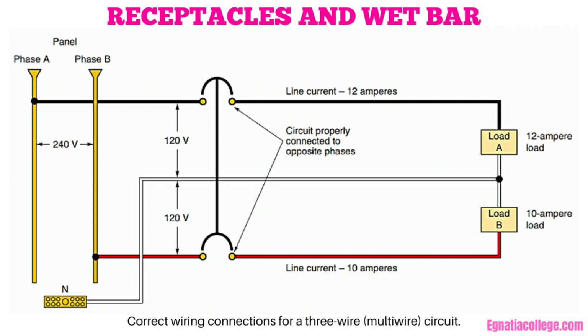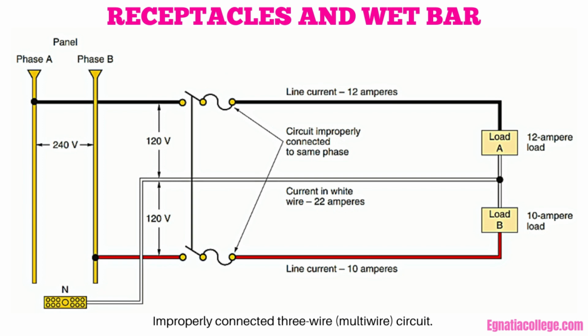This current is the difference between the current in the black wire and the current in the red wire. For example, if one load is 12 amperes and the other is 10 amperes, the neutral current is the difference between these loads, 2 amperes. If the black and red conductors of the 3-wire cable are connected to the same phase in panel A, the neutral conductor must carry the total current of both the red and black conductors rather than the unbalanced current. As a result, the neutral conductor will be overloaded.